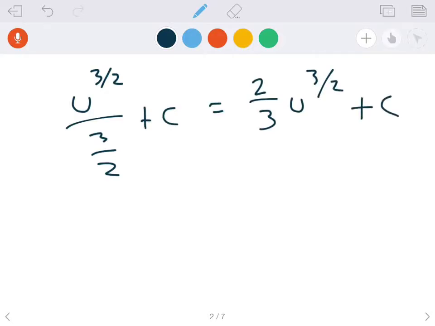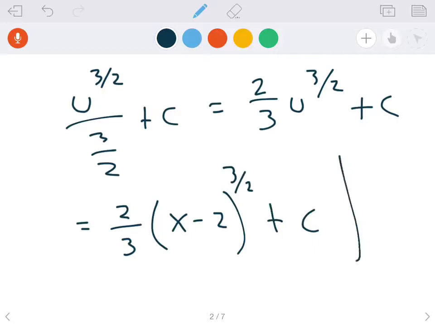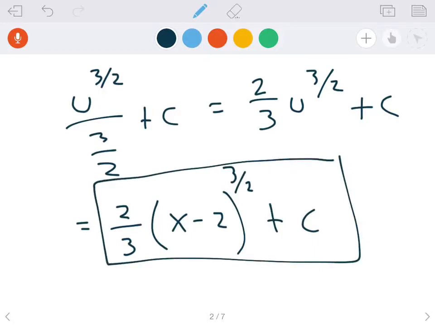And the most important thing to remember is to go back and plug in what your definition for u was. Can't leave your final answer in terms of u. So this was 2/3. We let u equal x minus 2. And that's to the 3/2 plus c. Kind of cool. Let's do another one.